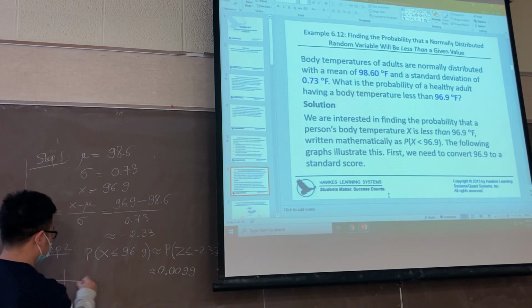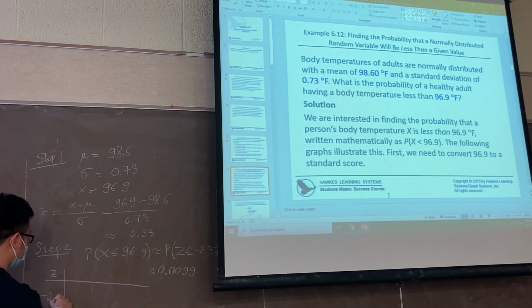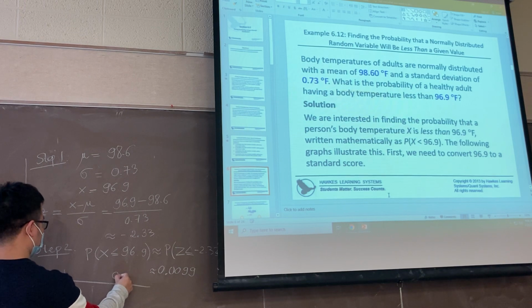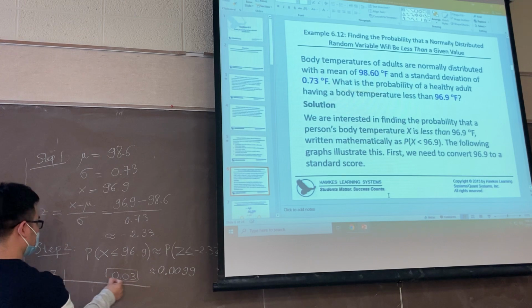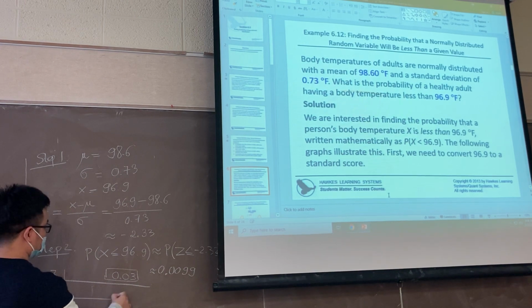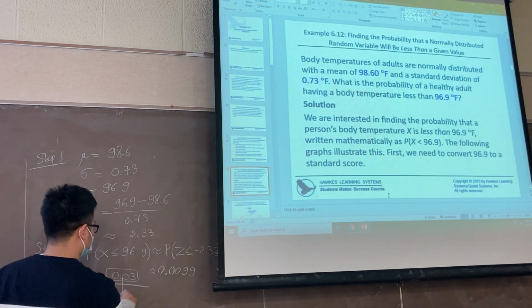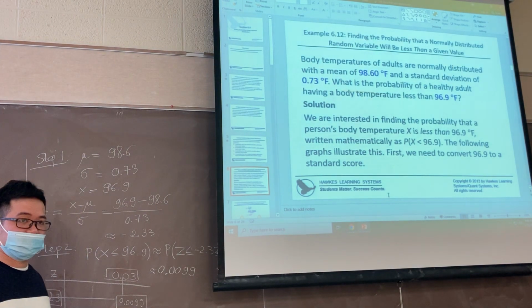You will look at the table here. Look at the Z column here and find negative 2.3, right? Negative 2.3. And look at the row here to find 0.03. After that, you will take the intersection between them, and the value here is 0.0099. Is it clear? This is the way to find it.